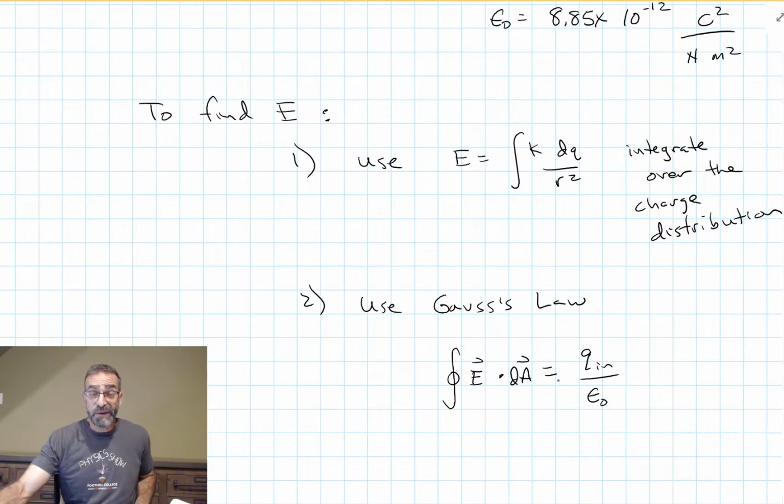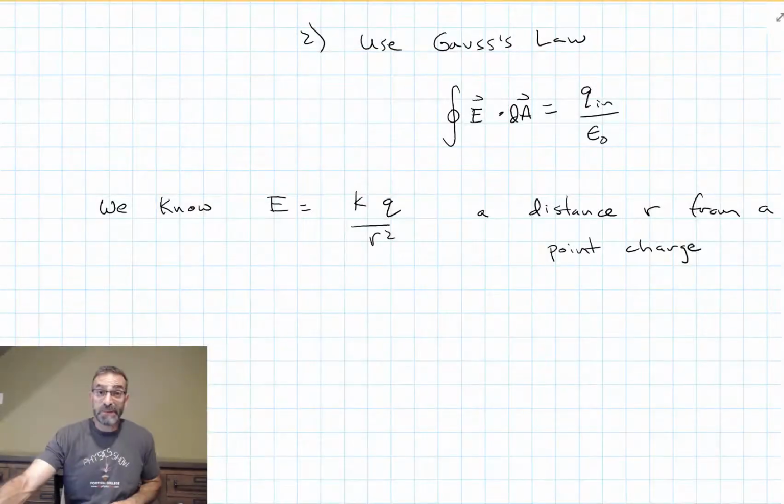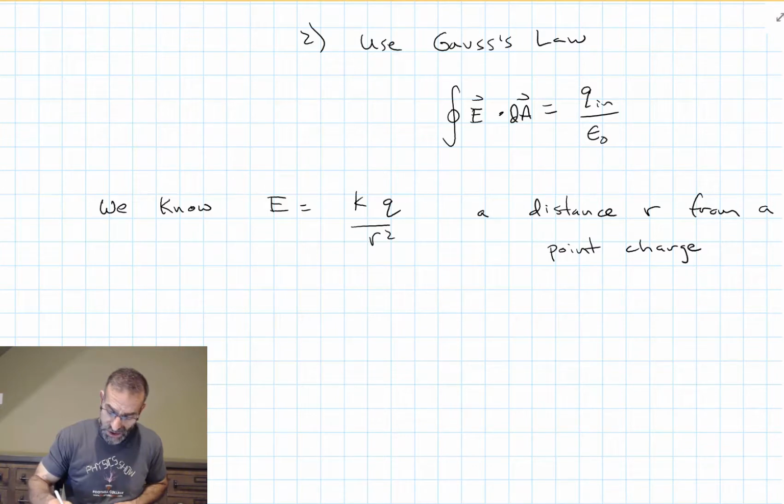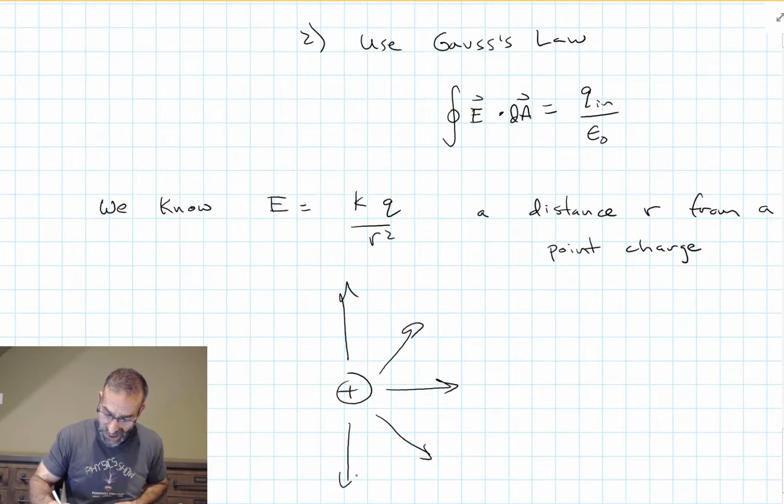So we have to look and see how we use Gauss's law to get the electric field. Let's do that now. Let's start with something we know. We know the electric field near a point charge is kq over r squared. So let's see if we can use Gauss's law to get the same result. A point charge fills the space around it with an electric field that radiates radially outward from the point charge.